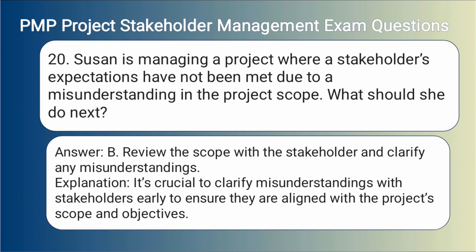Answer: B. Review the scope with the stakeholder and clarify any misunderstandings. Explanation: It's crucial to clarify misunderstandings with stakeholders early to ensure they are aligned with the project's scope and objectives.